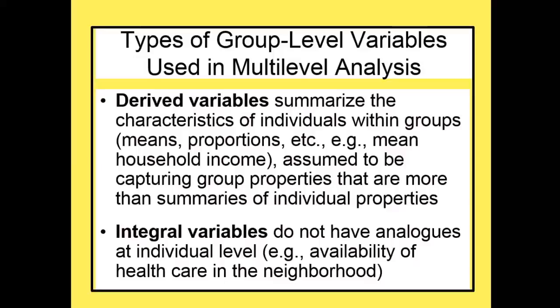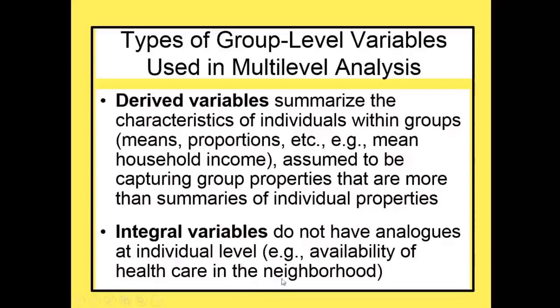It could be, for example, people in a group. It could be the proportion of the group that are male. That's not an average. It's a proportion or percentage. Okay, so derived variables could be percentages of what you have on individual variables. At the same time, integral variables do not have analogs at the individual level.